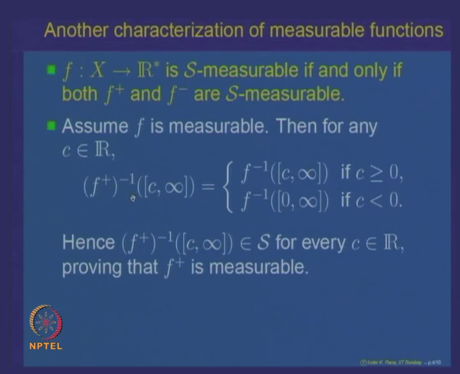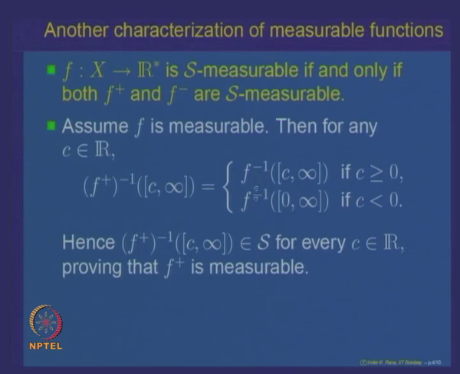So, this inverse image of the closed interval c to infinity under f plus is nothing but the inverse image under f of the interval c to infinity if c is bigger than or equal to 0, because in that case f plus of x is always going to be positive. And it is equal to the inverse image of the interval 0 to infinity if c is negative, because then we do not want to look at the remaining part.